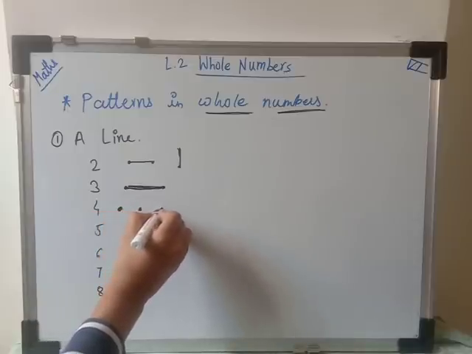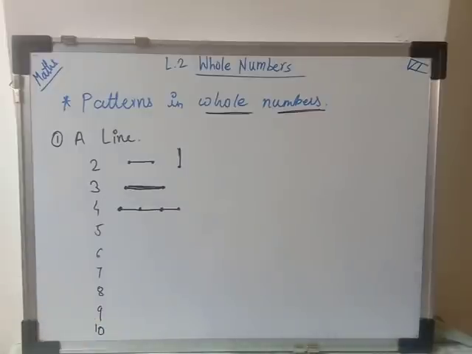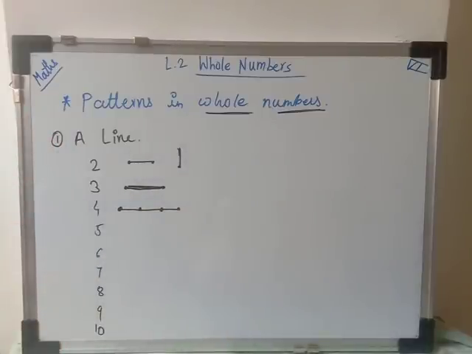Again you have to take 4 dots and connect all these dots together and we can make one line. So in this way you can make a line of all those whole numbers except 0 and 1. Now let's see the second shape for the whole numbers.